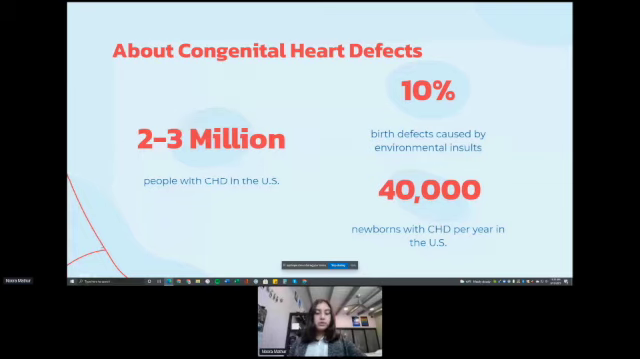Patients are also more susceptible to respiratory diseases, such as pneumonia and COVID-19. The causes are largely genetic, but about 10% of birth defects are thought to be caused by environmental risk factors, which is what I focused on.